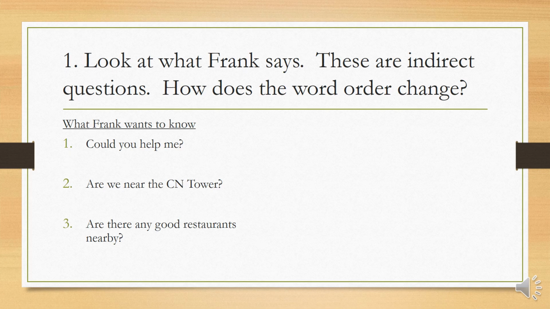So, part one, look at what Frank says. These are indirect questions. How does the word order change? First, look at the left column. These are the things that Frank wants to know. What Frank wants to know, this is from page 86, the bottom of the page. He wants to know, could you help me?